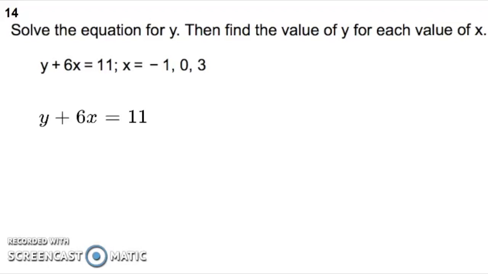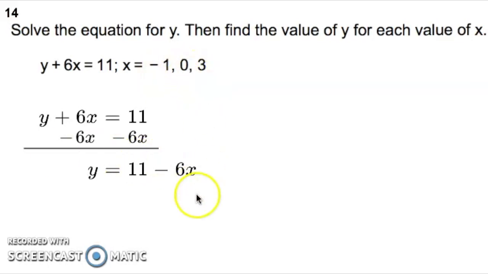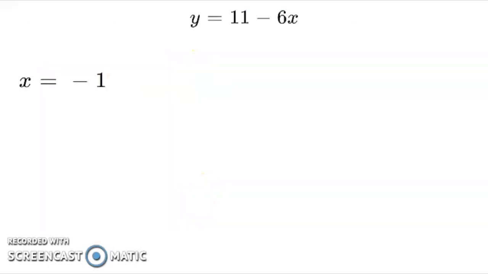So first, since we're solving for y, we got to move the 6x away from that. To do that, we subtract 6x on both sides, and we'll get y equals 11 minus 6x. So now that's my equation that I will type in, which I'll show you at the end how to do that. But now we're going to substitute each of these values in for x. So starting with -1, I'll have 11 minus 6 times -1. Multiply first, -6 times -1, you'll get positive 6, and 11 plus 6 is 17. So my first answer will be 17.